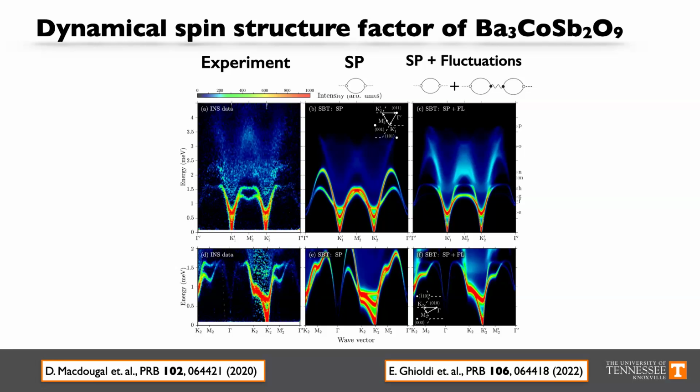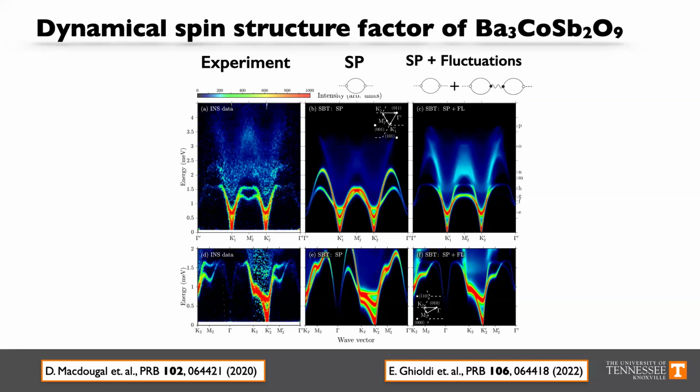So how can you distinguish the continua? How can you distinguish that these are continua from the two-magnon continuum? That's a very good question. First of all, the continuum extends way more than twice the single magnon bandwidth. That's an indicator that probably it's not. But in principle, you can have both, right? And you need to disentangle them.